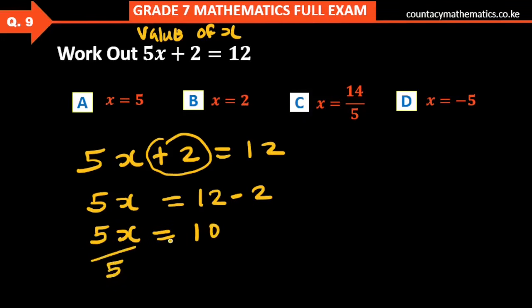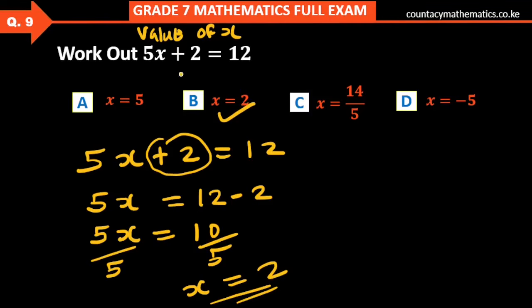Finally, you can divide by 5 on both sides, and this is going to give you x equals 10 divided by 5. What's the value for that? That's going to give you x equals 2. Do we have such an option? Yes, we have it right there. And that is the required solution.